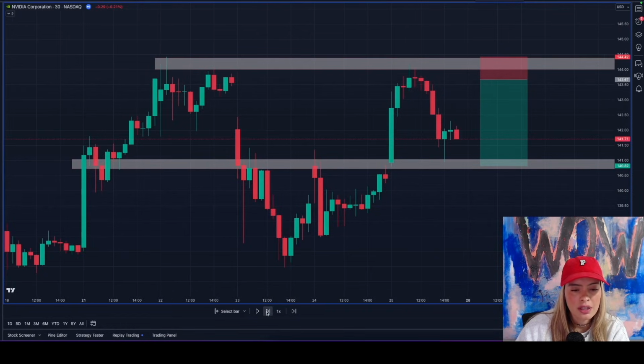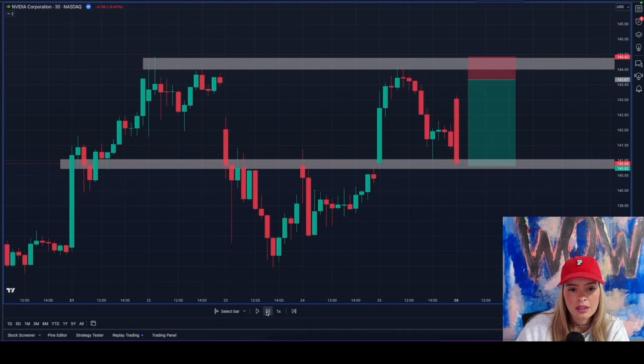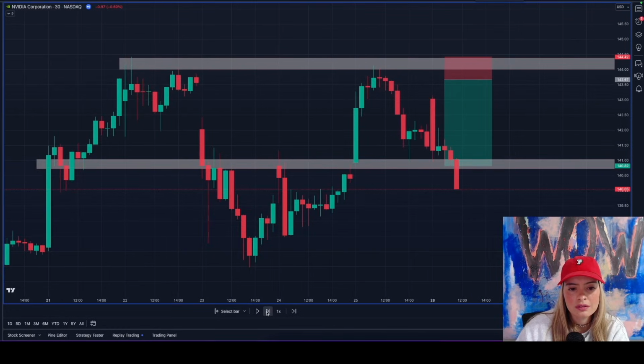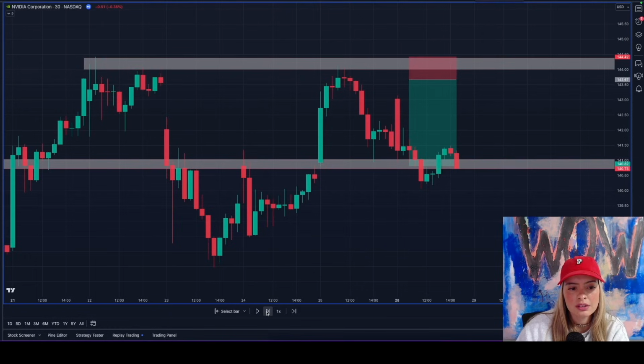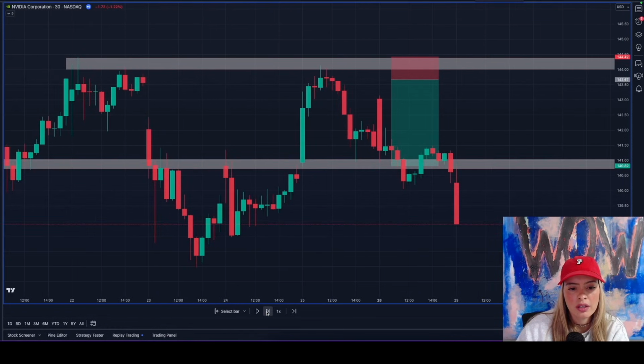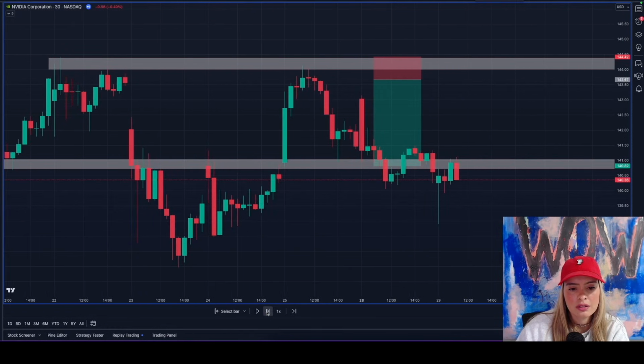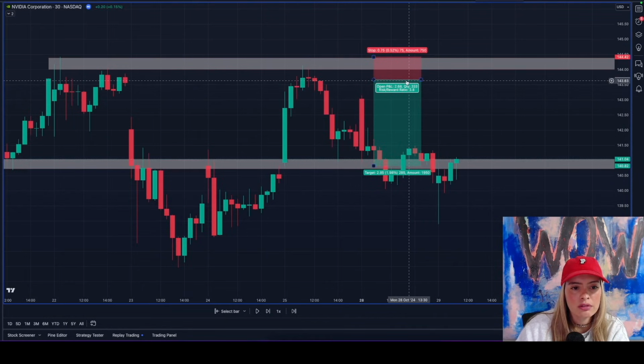I don't know what happened next. Let's see. Okay. Look at this. And it started to get a little bit choppy there. So yeah. But see how that would be a very good level to get out. And that's how you use candlesticks and wicks. For me, wicks are extremely important when I'm reading candlesticks.